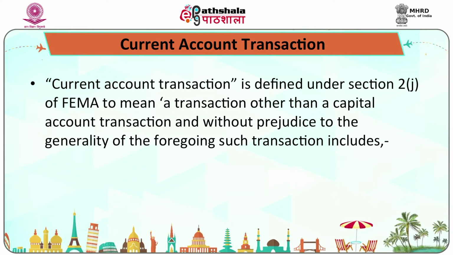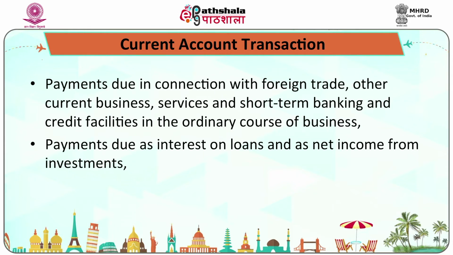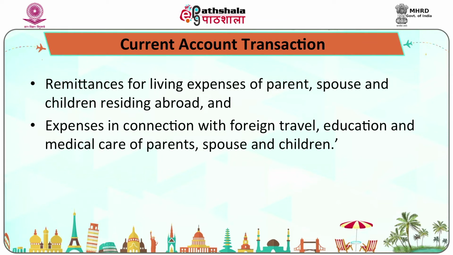Current account transaction. Current account transaction is defined under Section 2(j) of FEMA to mean a transaction other than a capital account transaction and without prejudice to the generality of the foregoing, such transaction includes payments due in connection with foreign trade, other current businesses, services, and short-term banking and credit facilities in the ordinary course of business; payments due as interest on loans and as net income from investments; remittance for living expenses of parents, spouse, and children residing abroad; and expenses in connection with foreign travel, education, and medical care of parents, spouse, and children.